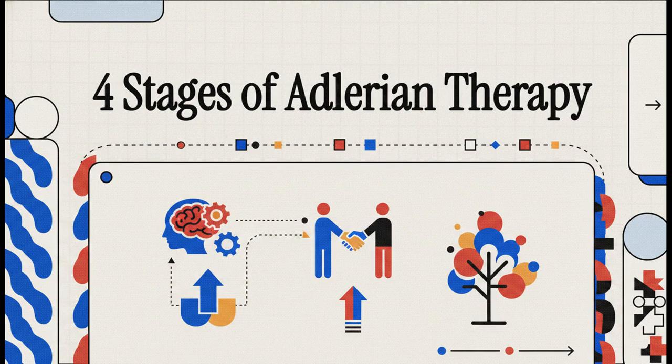Okay, let's dive right into this. Today, we're unpacking something genuinely fascinating, the 4 stages of Adlerian therapy. It's a completely different way of looking at human psychology, one that's built entirely on collaboration and setting goals.